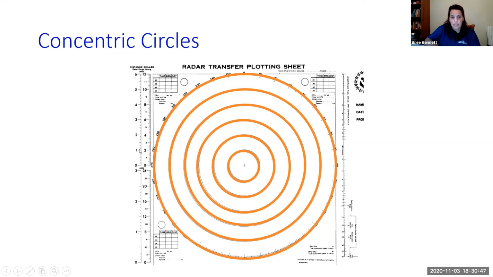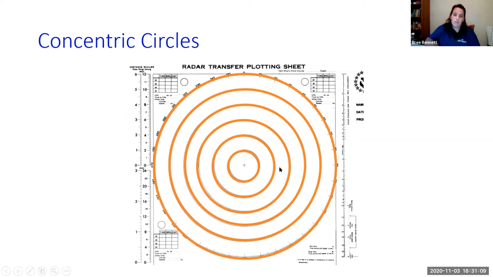So these are split up in sixths, essentially. So if it's 12 miles, which is the one that we're typically going to use. So typically we're using the 12-mile scale. And so each circle is 2 miles: 2, 4, 6, 8, 10, 12.